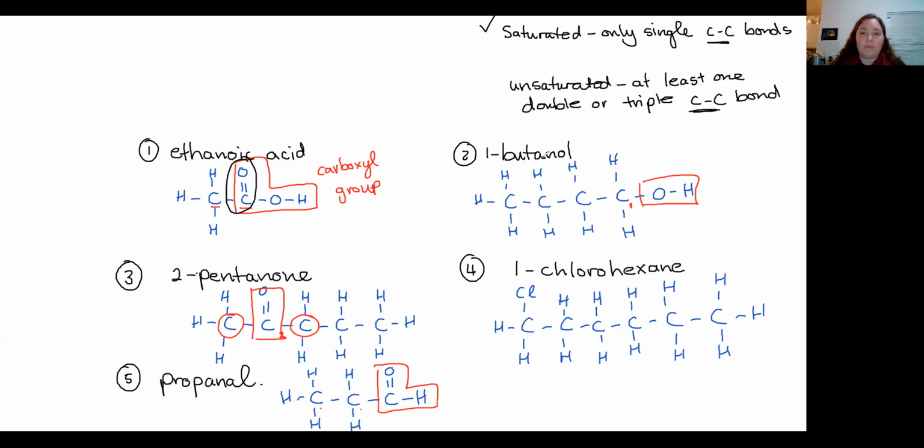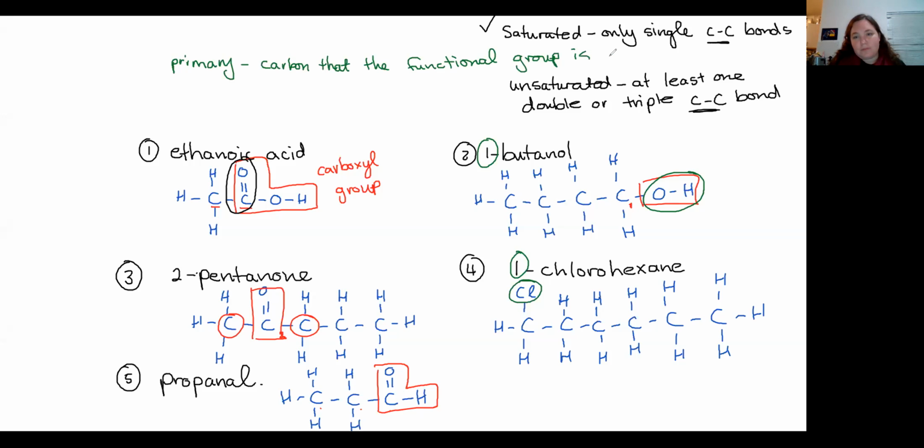The second thing that I need to talk about here, with regards to us putting the ones on these positions, is we can talk about primary, secondary, and tertiary haloalkanes and primary, secondary, and tertiary alcohols. When we talk about something being primary, it means that the carbon that the functional group is attached to has only one carbon neighbor. Technically, we're going to be very fussy here and say it doesn't have to have one, it could have one or none.